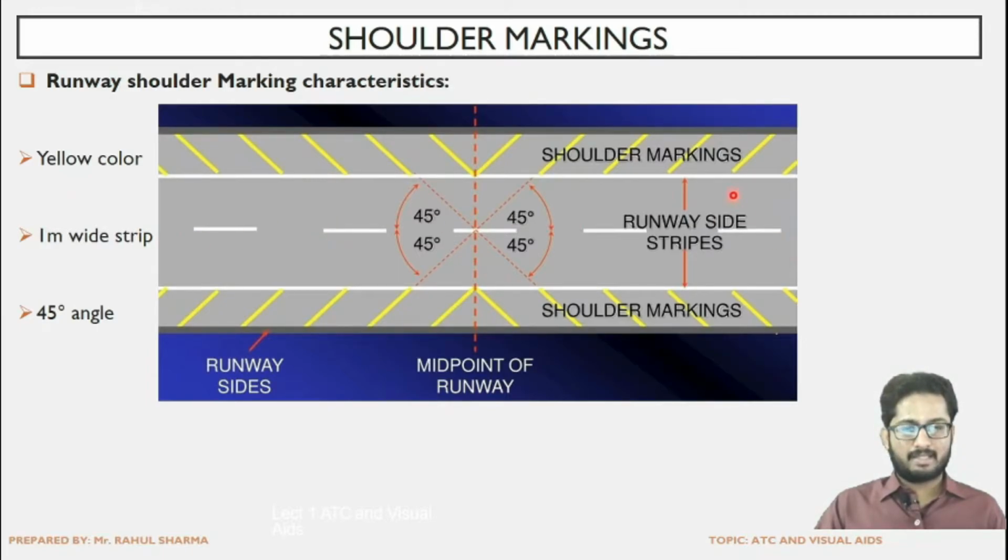This is the center line marking. But both the edges, the side strips have been shown, shoulder markings, and this is the midpoint of the runway for sort of creating the angle, that is the 45 degree angle from the midpoint of the runway. The markings are done. And lastly, these are the runway sides, that is the end points of the runway, or we can say the edge of the pavement. So yellow color marking, as we can see, the width of this strip is 1 meter, that is 1 meter wide strips, and at an angle of 45 degree.